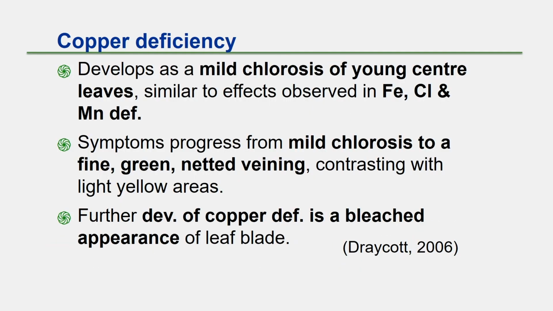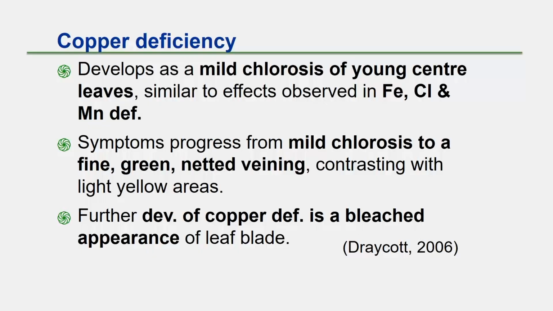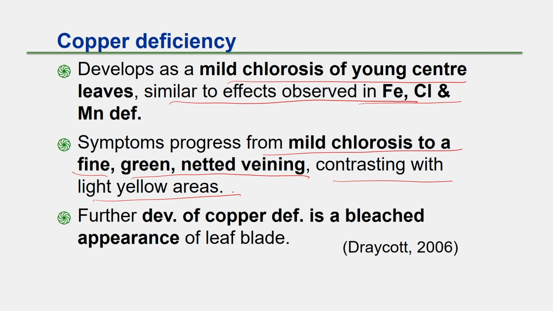Now, copper deficiency. Like iron and manganese, copper is also a metallic cation which has a very important role in enzyme activities in the plant systems. So, it develops as a mild chlorosis of young center leaves, similar to the effects observed in case of iron, chloride and manganese deficiency. Symptoms progress from mild chlorosis to a fine green netted veining, contrasting with light yellow areas. Further development of copper deficiency is a bleached appearance of the leaf blade.